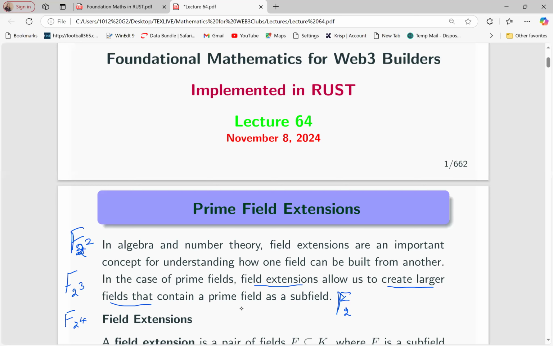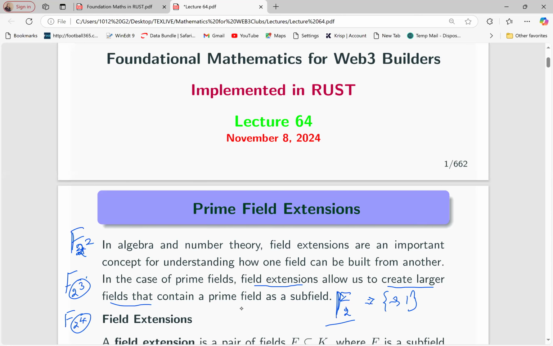So you can see that this field has only 2 elements, 0 and 1. But this one will have 4 elements. This will have 8 elements, 2 raised to 3. This will have 16 elements, and so on. So out of this field, we can create larger fields.